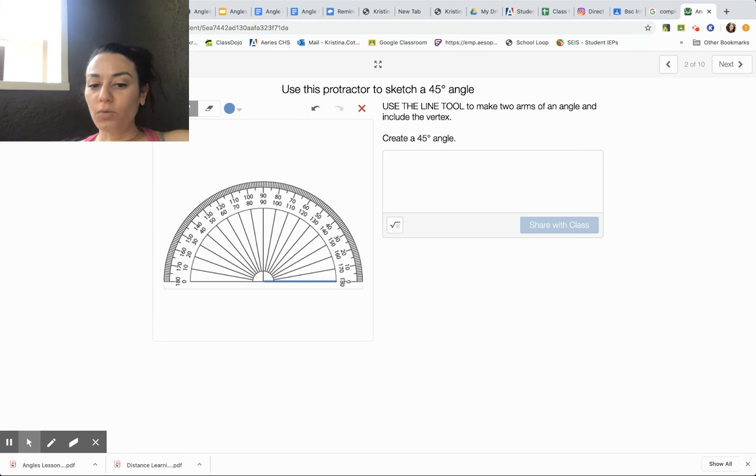Now, I want you to find 45. When we start at 0, we look at the top row, it goes 0, 10, 20, 30, 40, and 50. So 45 is between 40 and 50, right? So it's probably about right there, would you say? Yeah, so that's 45 degrees. And then I'm going to make a vertex right there. That's basically where the two arms meet. So this is 45 degrees right here.